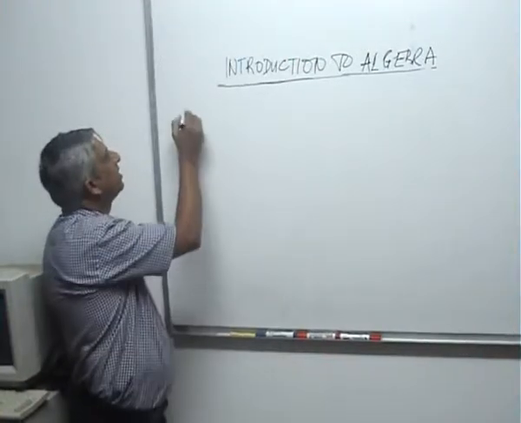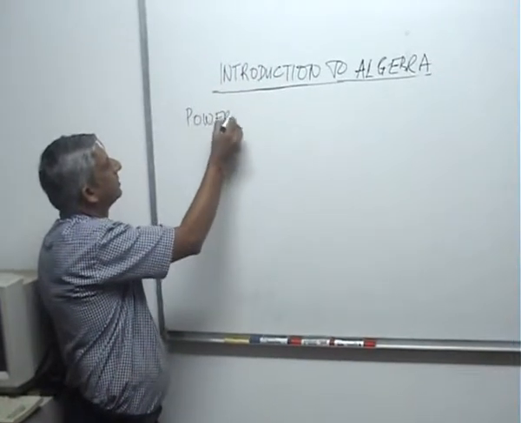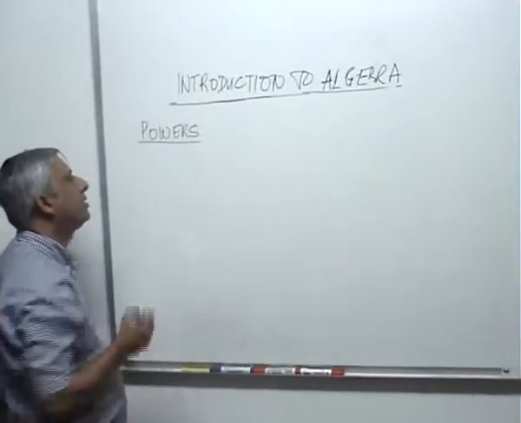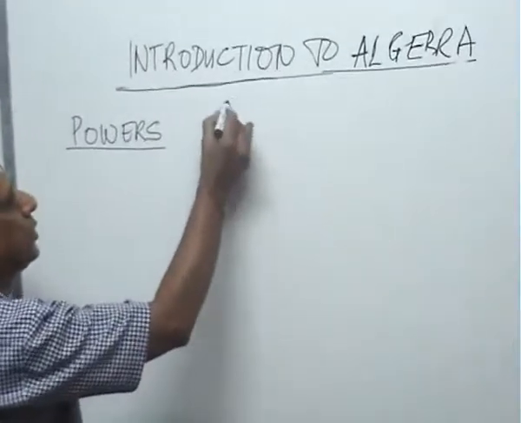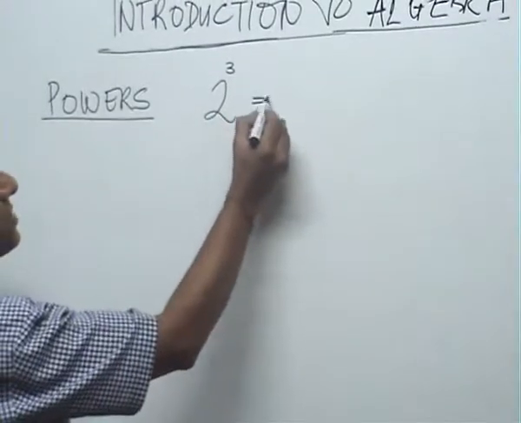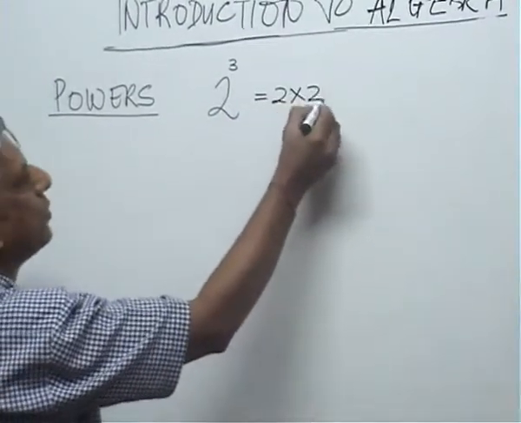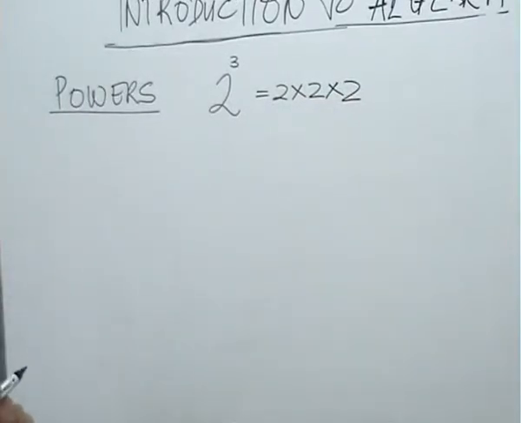Another idea that we must know in algebra is the idea of powers. Now let's explain what a power is. If you take 2 cubed, then what this means is firstly 2 times 2 times 2. That's what it means.